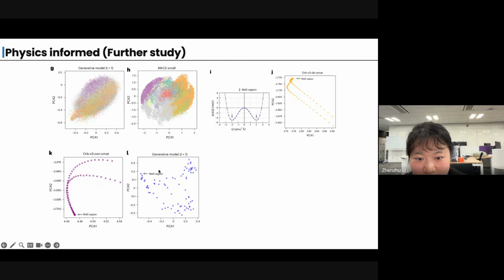Another check is to prove whether the physics is important. So we also extracted the embeddings from a generative model of these structures and plotted them here. And we couldn't see any smoothness. So this means the smoothness and trajectory of the embedding is governed by the physics, right? Because for the MACE models, the training process is supervised by energy and forces.